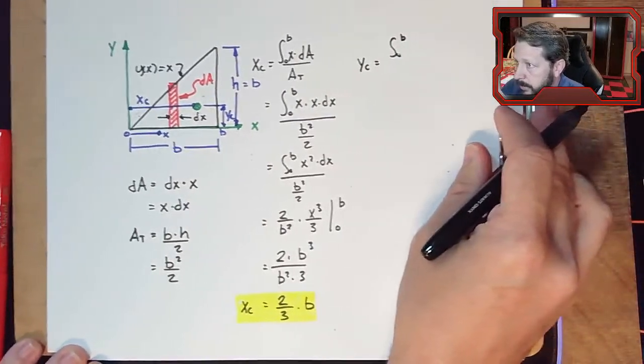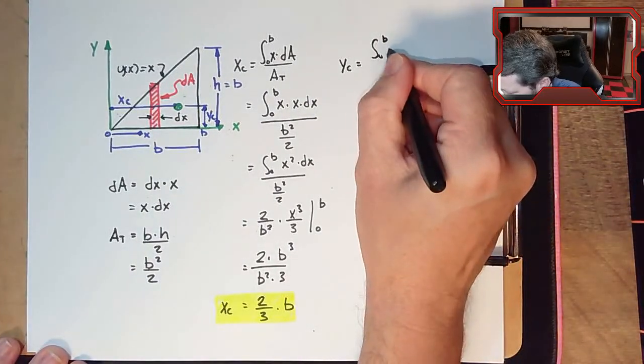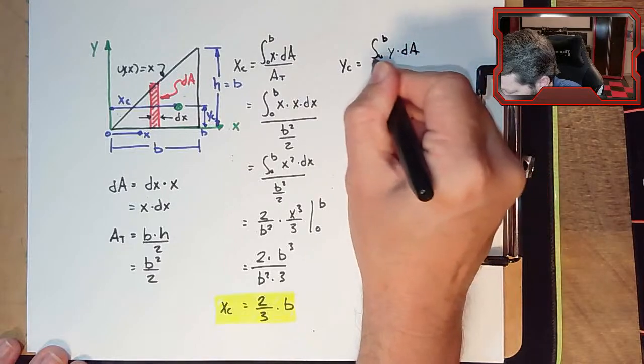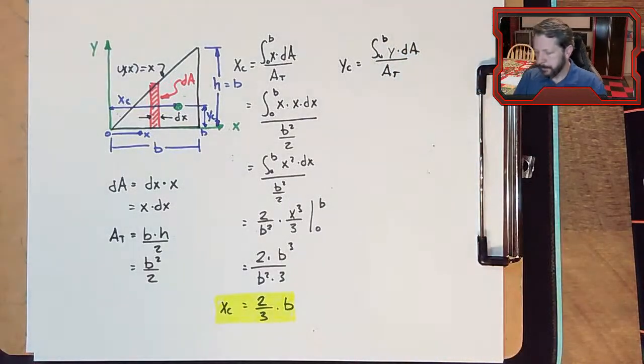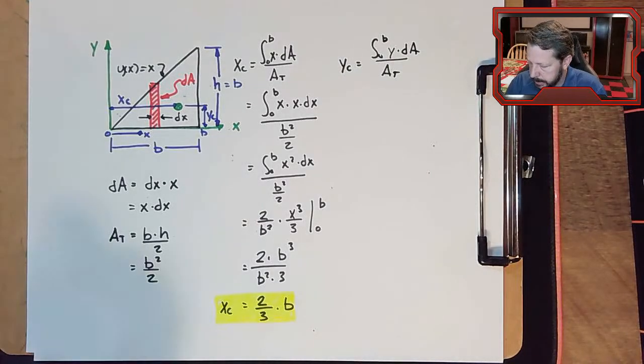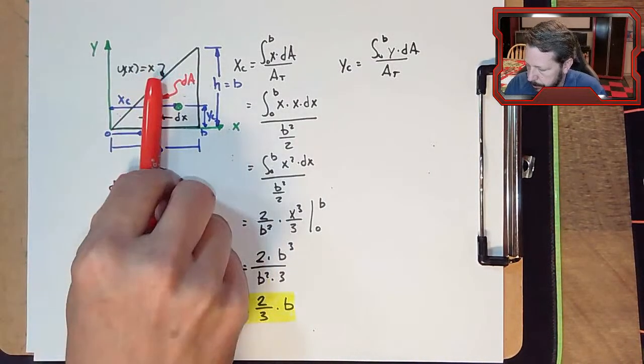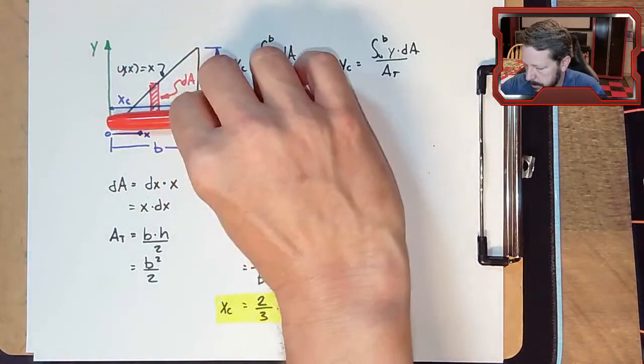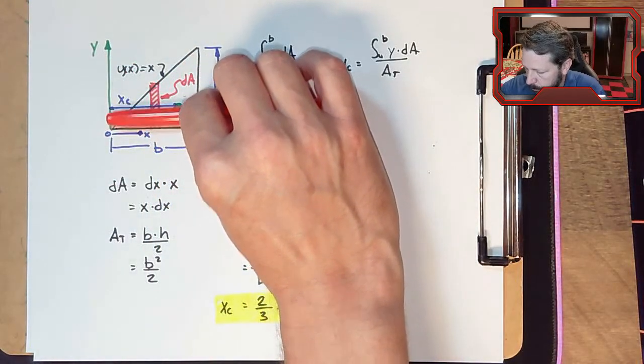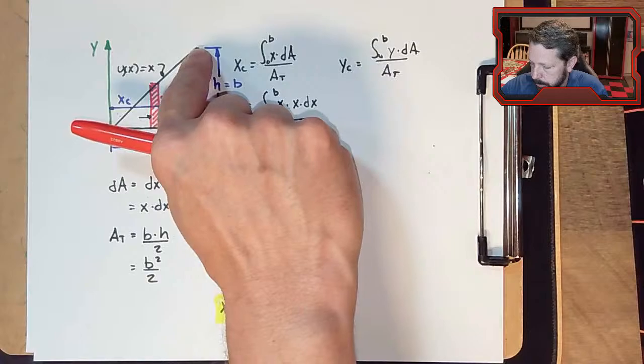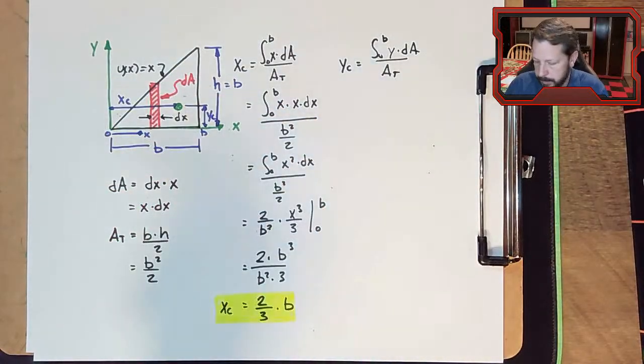Let's make sure we don't get covered up there. 0 to b, y dA over the total area. I could do that, and we'll do that one. The other thing I could do is change dA, instead of being a strip in the vertical direction, to a horizontal strip and go in the y direction from 0 to h, or 0 to b, since h and b are the same thing in my triangle.